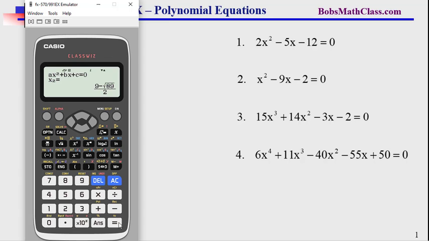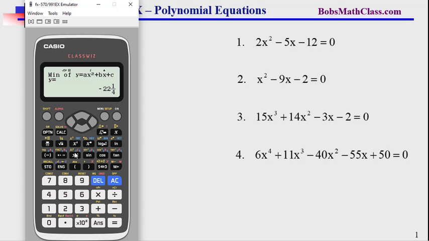Then hit equals again. That's the x value of the vertex, and that's the y value of the vertex. You may want to change that to a mixed number. I'm not sure if you can. Here, let's try it. Shift SD. Yeah, it'll change it to a mixed number.